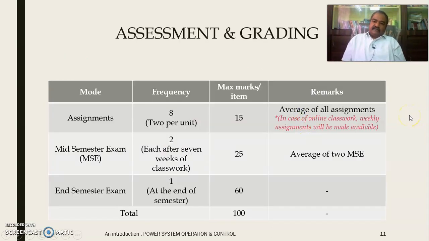And coming to the assessment and grading of this particular course, there will be 8 assignments. As per your curriculum, there must be 8 assignments, 2 per each unit, and there will be 2 mid-exams, each of 25 marks, and there will be an end semester examination. But to improve your learning and to have a free hand at assessment and grading, since our classwork is aimed at 12 to 14 weeks, I would like to introduce a weekly assignment for you, and the average of all these assignments will be considered as your assignment score, at a maximum of 15 marks.